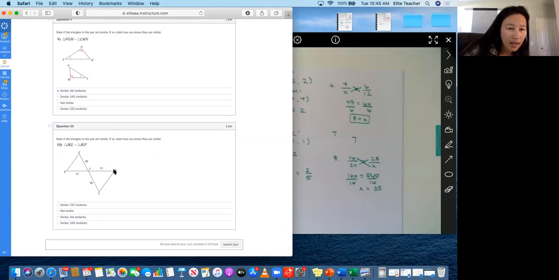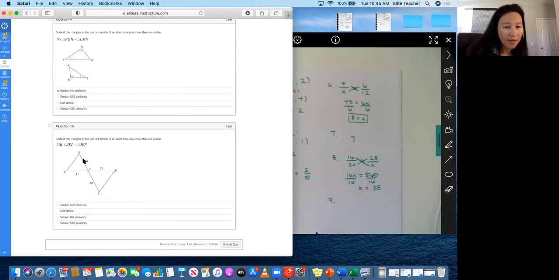And number 10, state if the triangles are similar and how you know they are similar. So remember, when we have vertical angles, these angles are equal. So they do have this angle in between. So we need to check if side angle side would work, because we can't do side side side and we can't do angle angle. So we only know one angle, but we know 2 sides. So let's see if the sides are proportional.